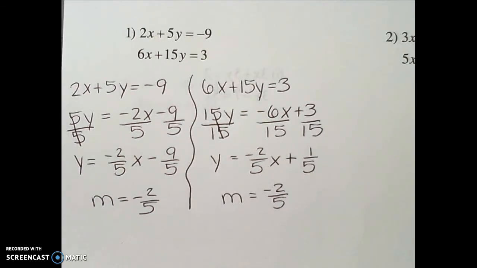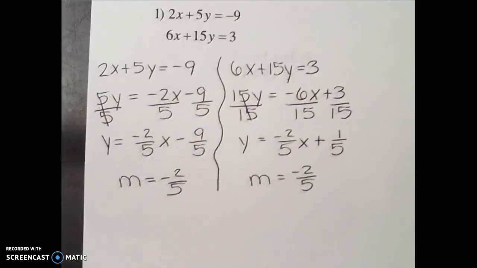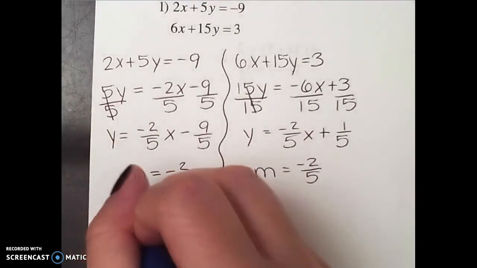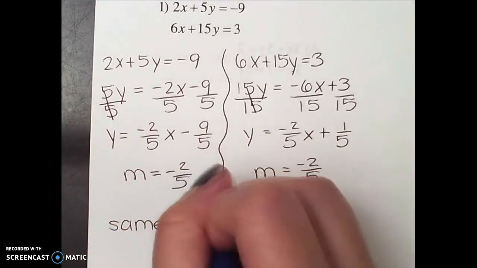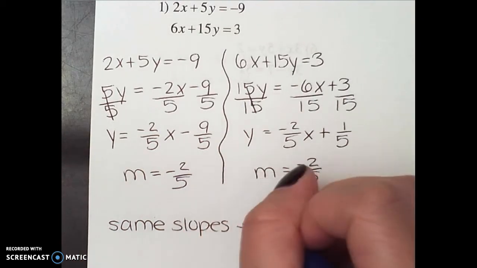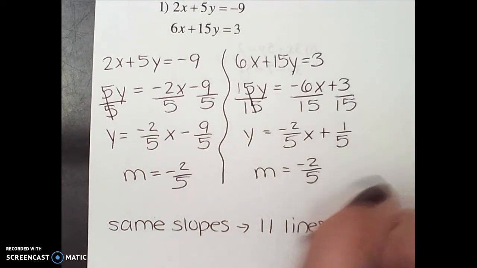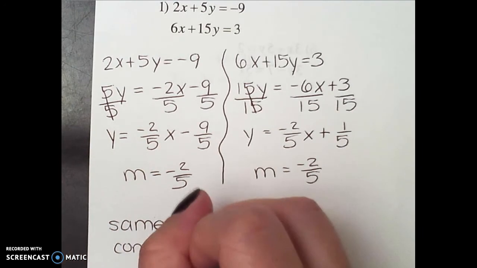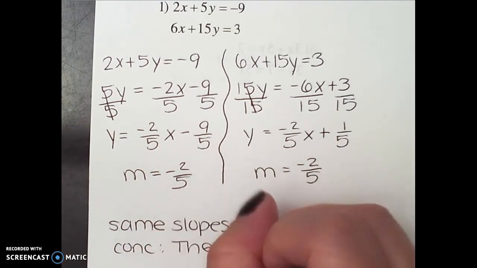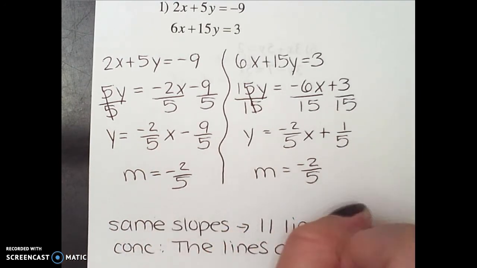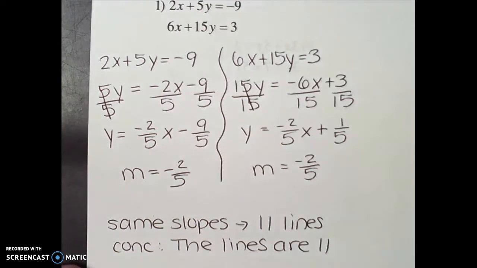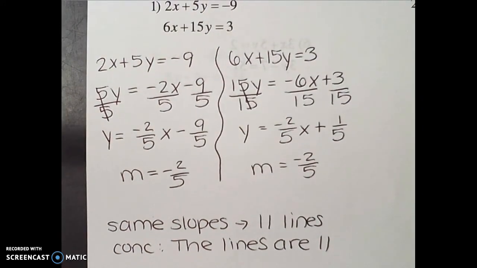And now I just need to write my explanation. Because my slopes are the same, then I have parallel lines. So my conclusion says the lines are parallel. All right? And that's the first example.